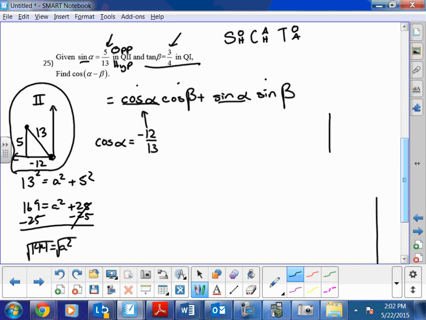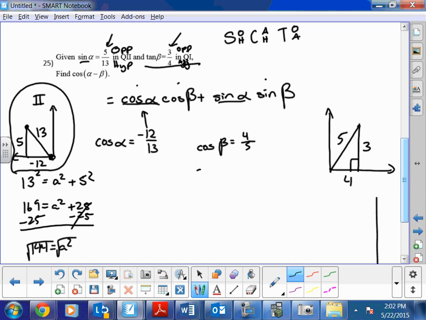Now, quadrant 1, let's draw quadrant 1. If I draw a right triangle for quadrant 1, remember, this is opposite over adjacent, which means that in our case, this is 3 and this is 4. This is a 3, 4, 5 triangle. So it makes it easy on this. If you don't know that's 3, 4, 5, feel free to do the Pythagorean Theorem. You'll get 5 there. Cosine beta is really adjacent over hypotenuse, so it's going to be 4 over 5.